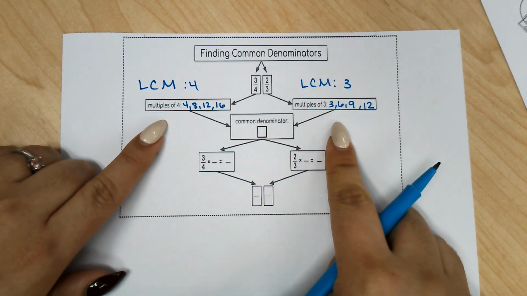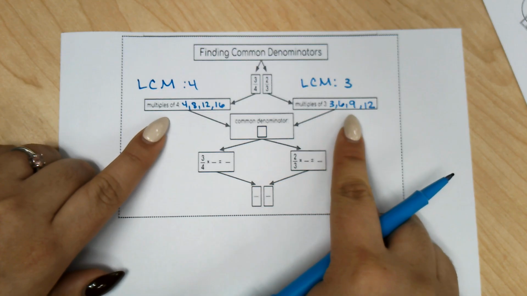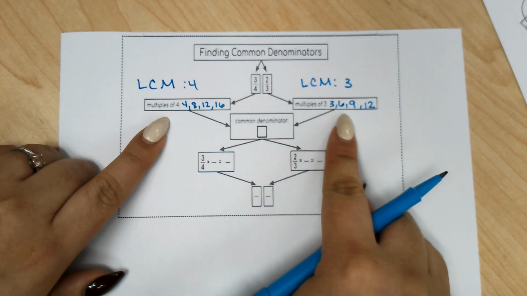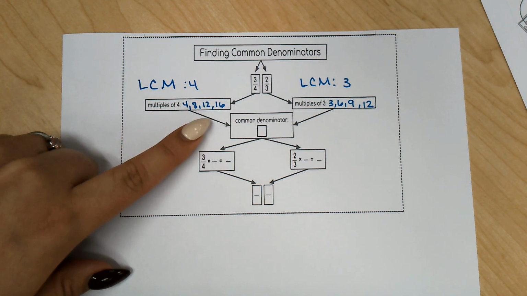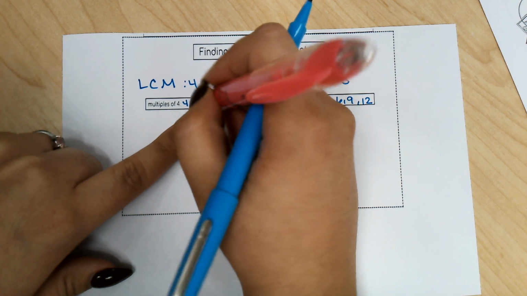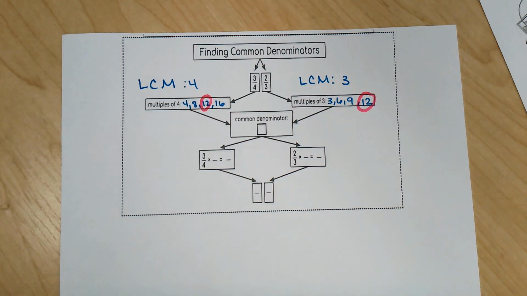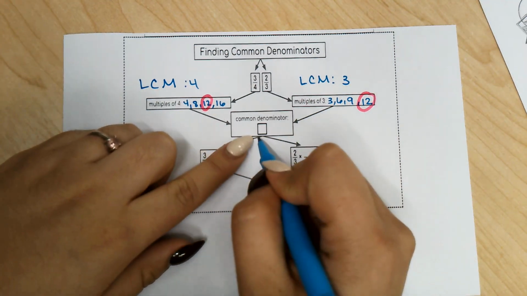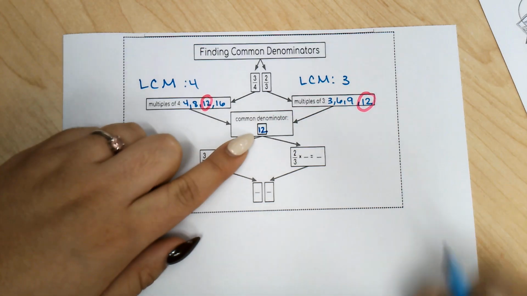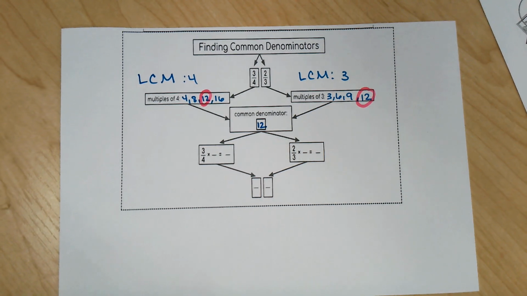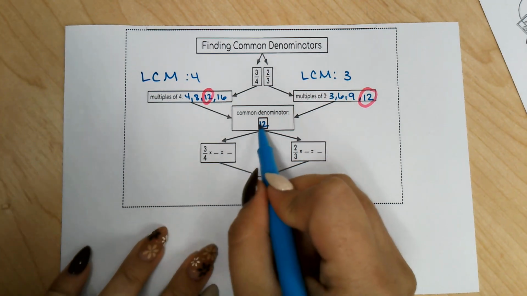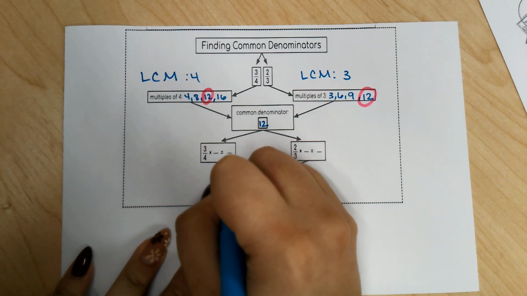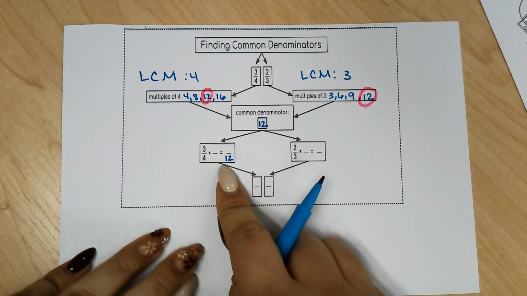Okay, so the first step is finding multiples for your denominators. Now, once I did my multiples, I'm going to find which one is the common one between both 3 and 4. So if I look carefully, both of them have 12 as a common multiple. So my common denominator for both of them is going to be 12. Once I have determined my common denominator, I need to look at what number I am going to multiply to get to 12.